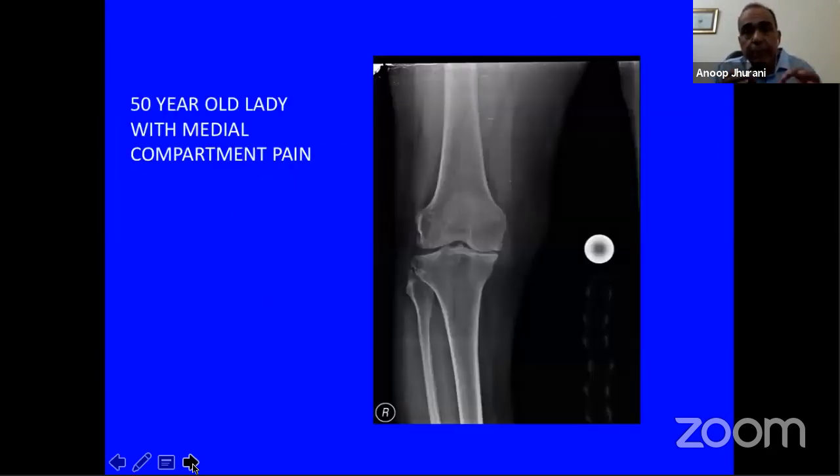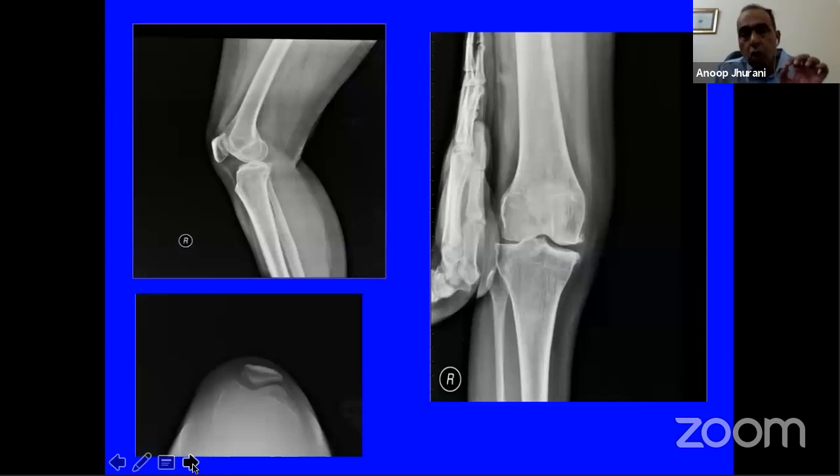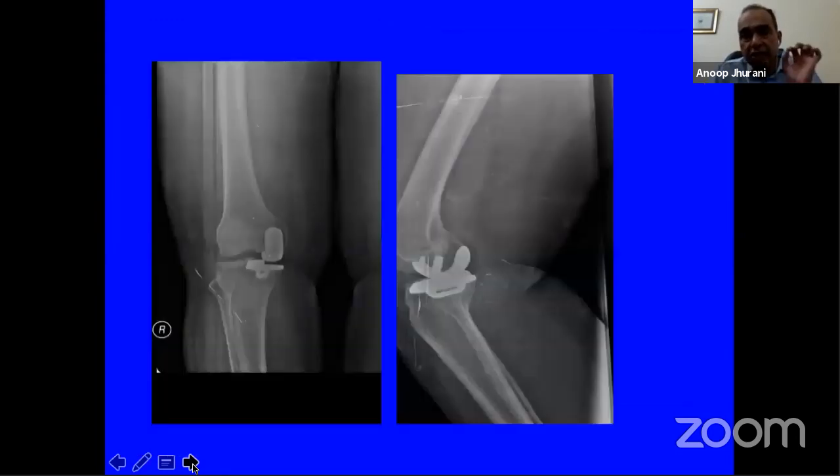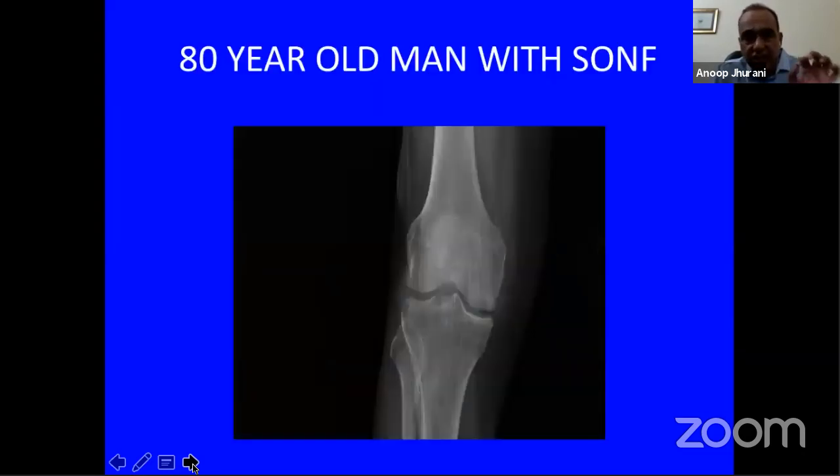A couple of case examples. This is a 50-year-old doctor with medial compartment pain, bone-on-bone disease, opening up on valgus stress. On X-ray the patellofemoral joint is good. A young patient, nicely counseled, with an Oxford knee or any other mobile or fixed bearing knee with the right technique will give excellent results.